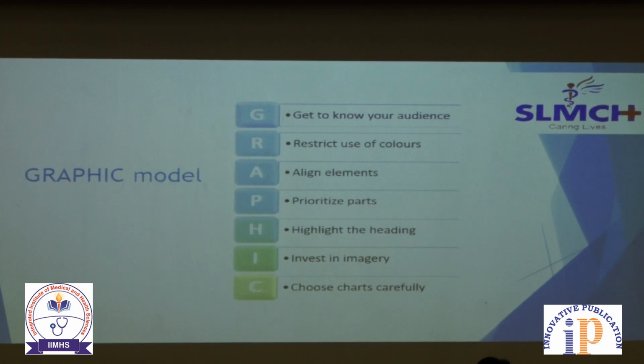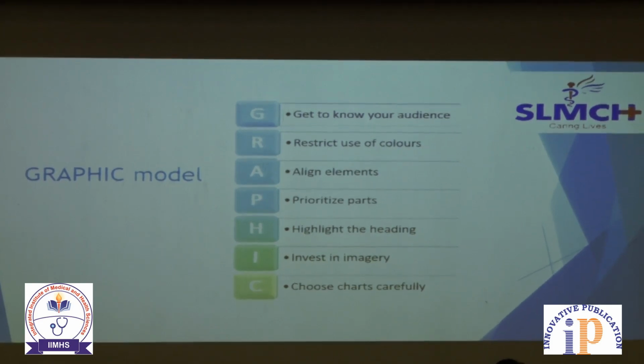Get to know the audience, restrict the use of colors. Not so many colors should be used there. You should restrict to 2 or 3 colors, and align the elements, prioritize the parts, highlight the heading, invest in imagery, and choose stars carefully. So everything has the CONSORT guideline, PRISMA guideline, CARE guidelines. In the same way, the graphical abstract has GRAPHIC model guidelines which should be adhered to.